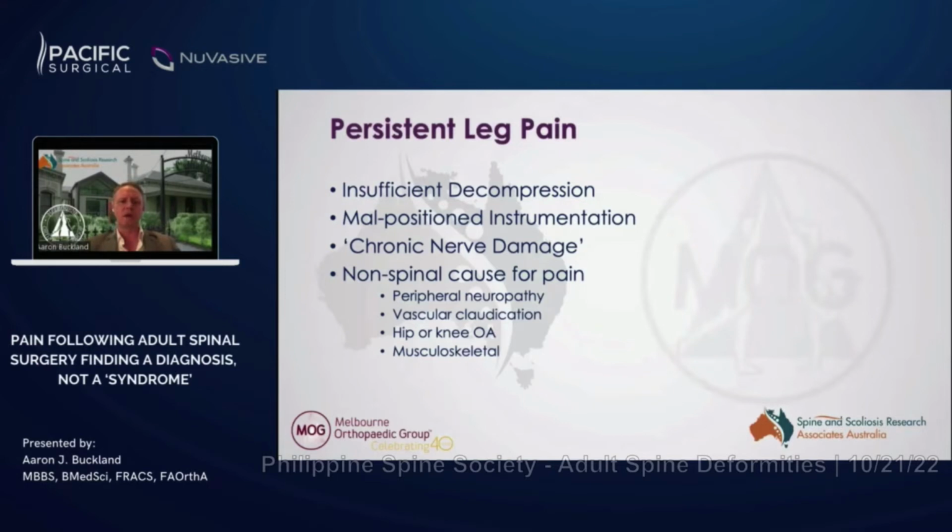And don't forget non-spinal causes for pain. Do they have peripheral neuropathy? Do they have vascular claudication, hip or knee osteoarthritis, or are there other musculoskeletal pathologies that may be mimicking this?